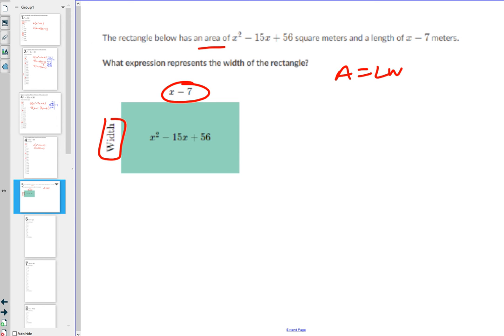Later on this year, you'll learn another way to do this. But for right now, all we have to do is factor. A is already one here. Can you think of two numbers that multiply to give you 56 and add up to negative 15?